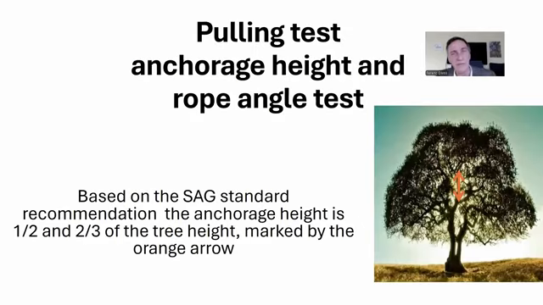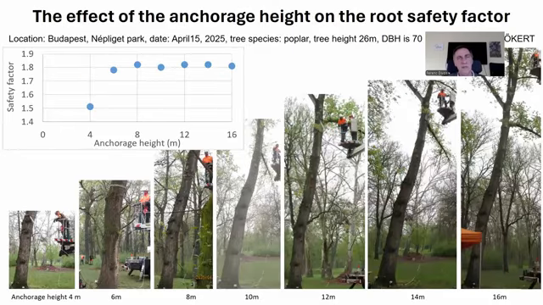Okay, so let's go to another field. Last spring we had a nice test using the pulling test and how the anchorage height affects the result. Based on the SEG German standard, the recommendation is that the anchorage height should be between 1/2 and 2/3 of the tree height, roughly in the tree crown center. It's marked by the orange arrow. The effect of the anchorage height was tested between 4 meters and 16. Only the 2 dots on the right fulfill the German standard recommendation.